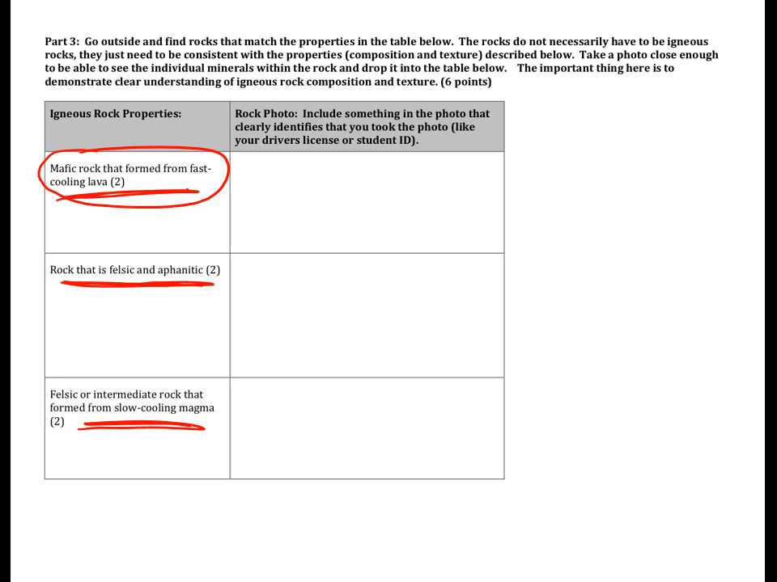Take a picture of it, put them here, and some kind of piece of identifying information to show that you found that rock and you took that picture, such as take the picture of the rock next to your student ID.